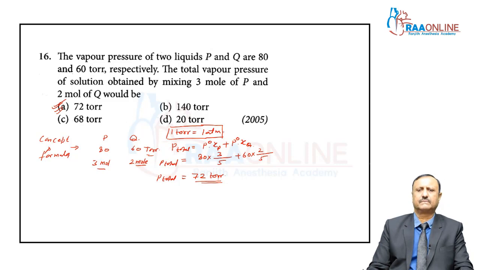It's a very simple question because here moles are directly given in this question. Partial pressure is directly given in this question. Here weight is not given. So, my dear students, you can easily calculate the P total. This question was also asked in the 2005 NEET exam.